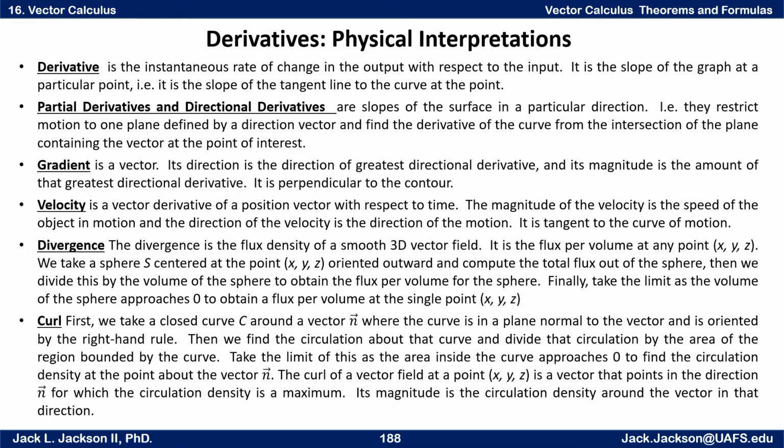So first we just have the basic derivative from Calculus 1. It's the instantaneous rate of change in the output with respect to the input. It's the slope of the graph at a particular point. In other words, it's the slope of the tangent line to the curve at a specific point.